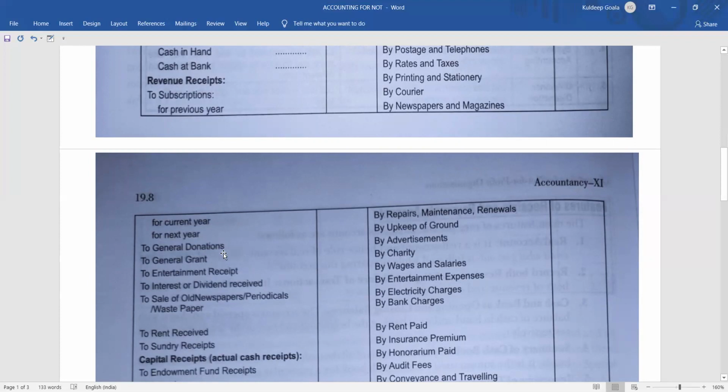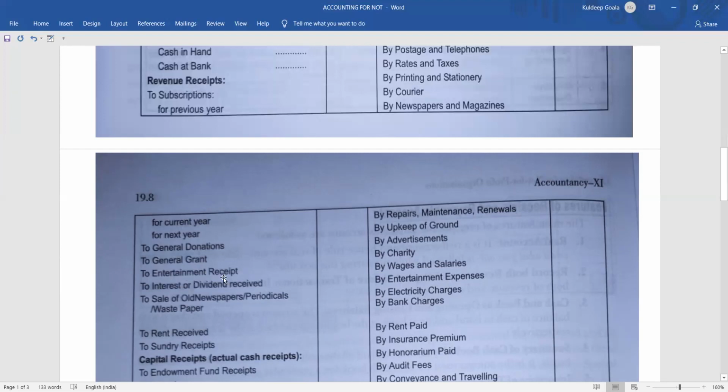So what you have to notice is that in general donation, the amount of money should be nominal. It shouldn't be so high. Okay, should not be a very large amount. Then coming to the next one, general grant. General grant means government many times, for running the day-to-day activities of the club or organization or NGO, provide a certain amount of fund. That type of general fund that is received by the non-profit organization is called general grant.